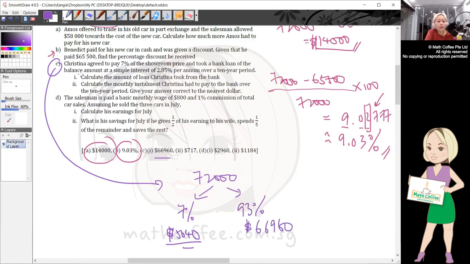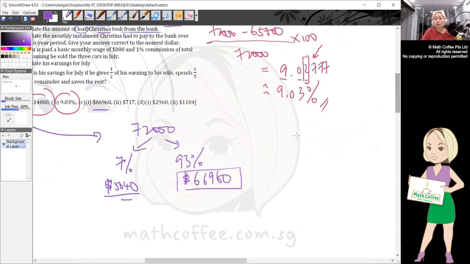And that's why the first question is calculate the amount of loan Christina took from the bank. So this is the amount that she borrowed from the bank. And of course, when you borrow from the bank and you return, they must charge you money, right? If not, they're going to go bankrupt for not charging you interest. So let's take a look at the rate. It is using simple interest, 2.85% per annum over 10 years. Simple interest means you use I equals PRT over 100. This is the formula to use for simple interest. Hire purchase always uses simple interest. And if the question does not use the word compound, it's never compound interest. It's always simple interest.